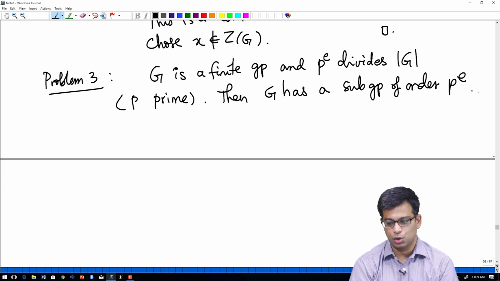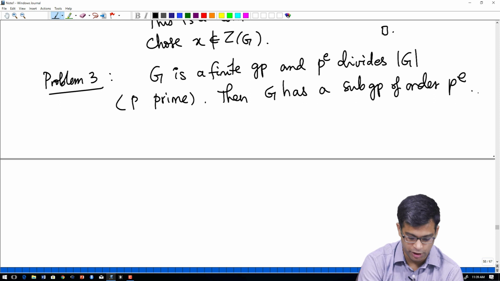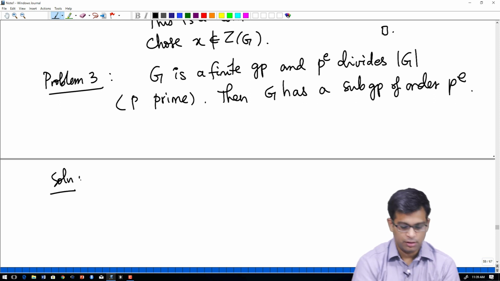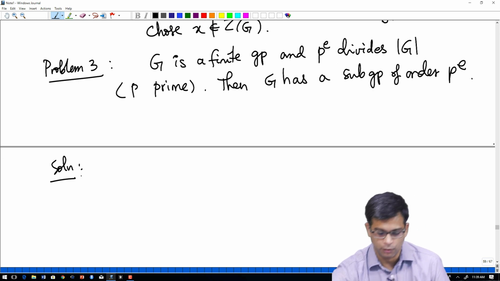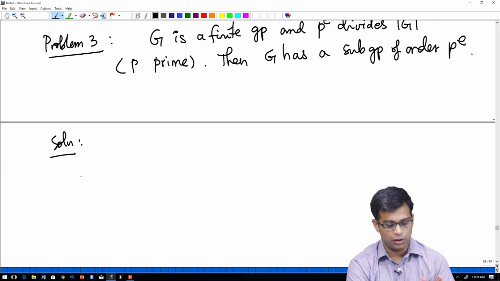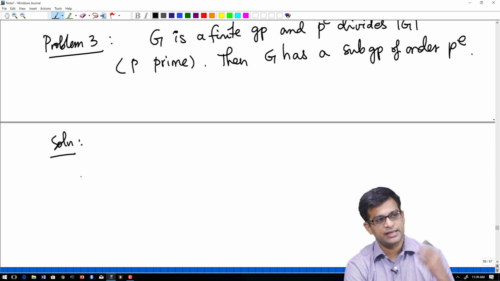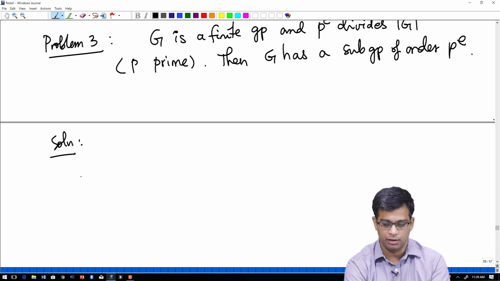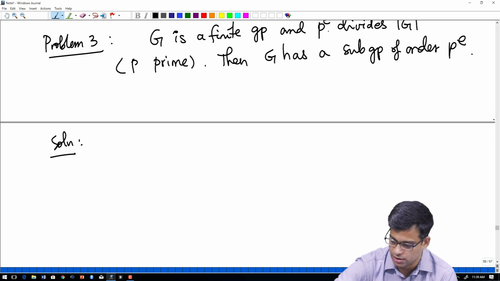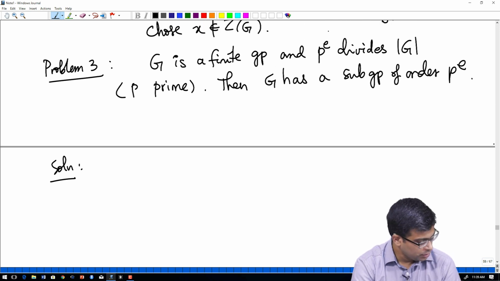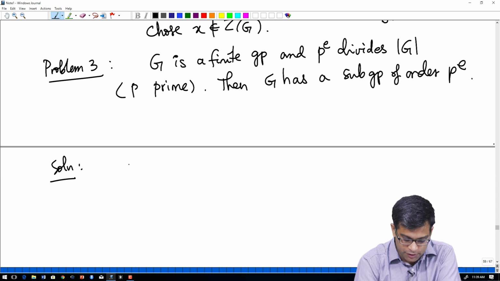So, this looks very much like the first Sylow theorem, but with some difference. The first Sylow theorem is the key statement that we will use, but we have to do some more work, because the first Sylow theorem says that you take the largest power of p that divides the order of G, then there is a subgroup of that order. Here I am not assuming that p is the largest power. So, how do we do this?